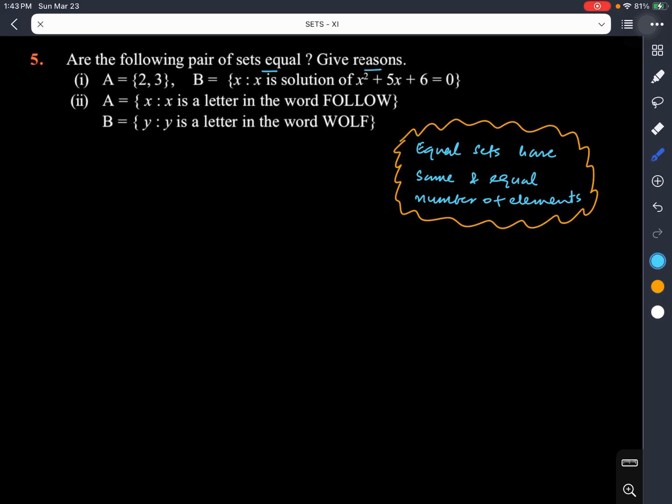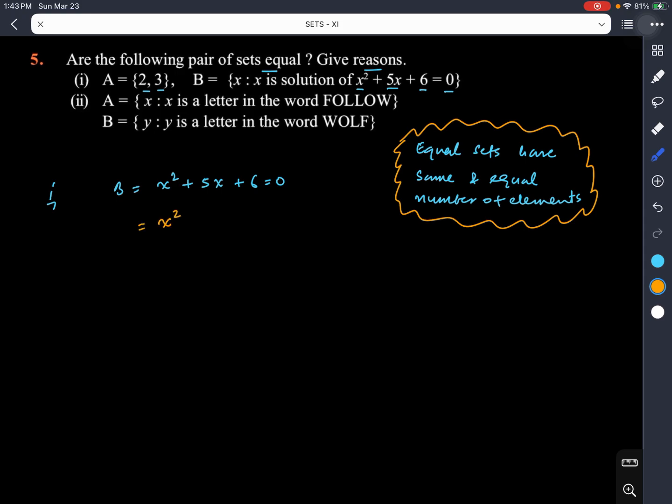So now let's try to solve this very question. Part number first is set A has elements 2 and 3. Set B, which is given in set builder form, is x such that x is the solution of x squared plus 5 times x plus 6 is equal to 0. So this is part first. For set B, we are given a quadratic equation which is x squared plus 5 times x plus 6 is equal to 0. Here we can solve this very equation by simple factorization.